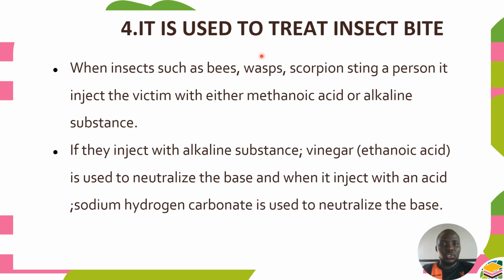The fourth one is that it is used to treat insect bites. When insects such as bees, wasps and scorpions sting a person, they inject the victim with either a methanoic acid or an alkaline substance, depending on the type of insect which has stung the person. If it injects an alkaline substance, vinegar, which is also known as ethanoic acid, is used to neutralize the base. But if it is injected with an acid, sodium hydrogen carbonate, baking soda, is used to neutralize the acid.